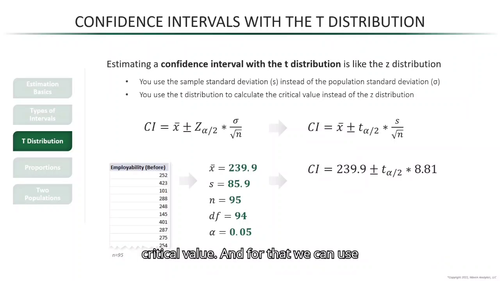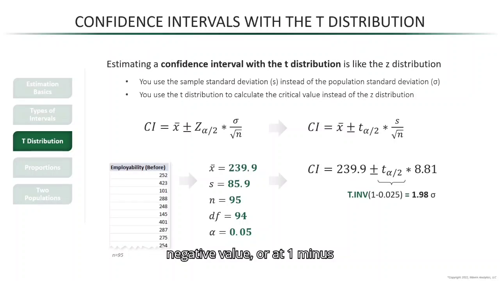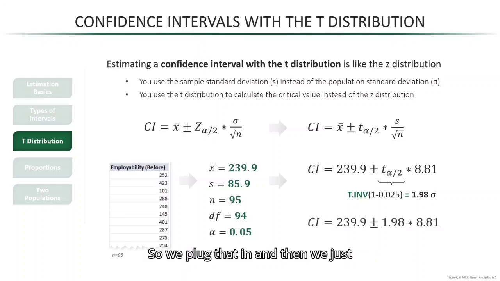And for that, we can use the T.INV function, which will return the t-score at either alpha divided by 2, which will return a negative value, or at 1 minus alpha divided by 2, which will return the same value but positive, which is what we did in this case, returning a value of 1.98. So we plug that in, and then we just calculate the margin of error and our confidence interval.